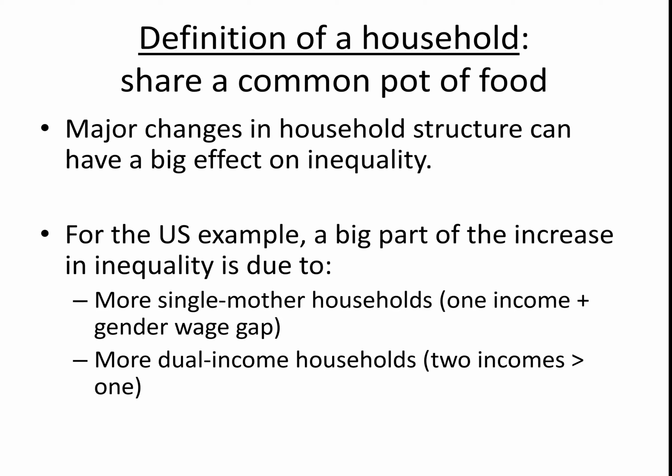Second, there are more dual income households than before. So these two opposite things are happening at the same time. Of the households with two adults, let's say with children, more and more of them are dual income households, and of course, two incomes is better than one. So these two things have greatly increased income inequality amongst households in the U.S.